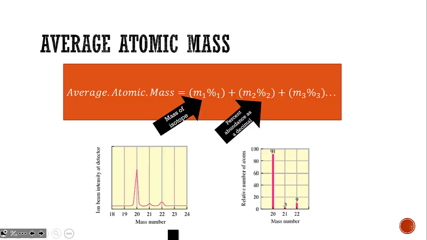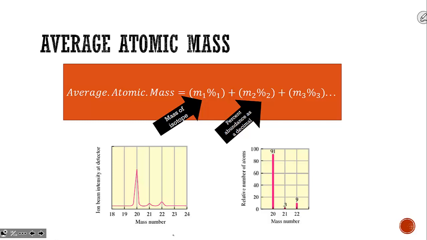So to find the average atomic mass, it's a weighted average. Not all masses are weighted the same. They're weighted based on their percent abundance. Within a sample, what percentage of that sample is one isotope versus what percentage of that sample is a different isotope. So we will take the percent abundance of one mass and multiply by the mass of that isotope. And then we add to it the mass of the second isotope times its percent abundance. That percent abundance weights the average.